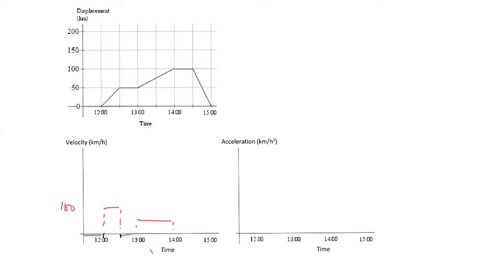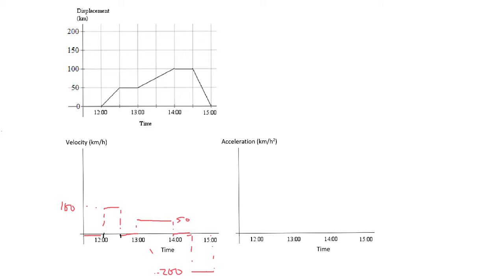Then we can see it's not moving for a while, so we've got this section here, and then we can see its velocity is minus, and it changes by 100 kilometers in half an hour, so that's effectively minus 200 for this section here. So this is minus 200 down here, this is 50, and then this was 100 there. So that's the velocity time graph, and because it's all straight lines, the velocity is going to be constant during each section.